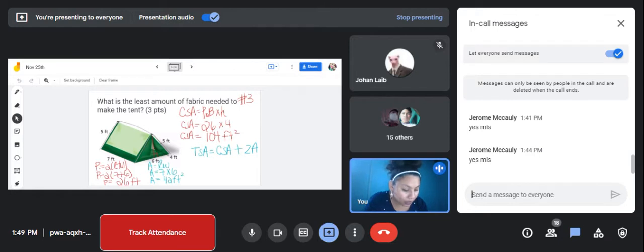So I come back here to my total surface area. My CSA, or curved surface area, is 104. Then 2 times the 42 that I got for the area. And when I solve that, what do you get? 84. 84 for everything?